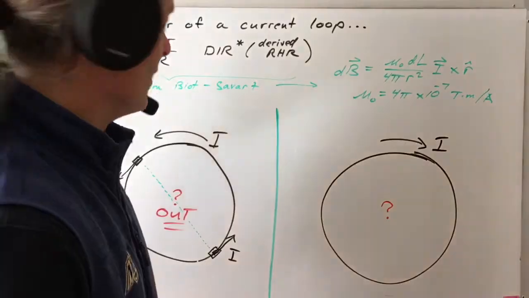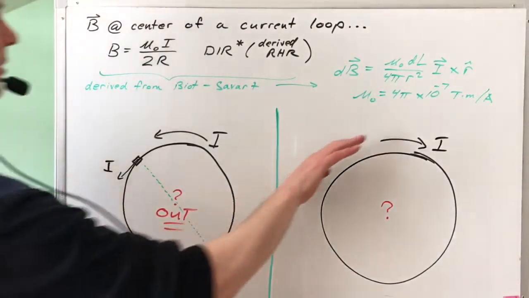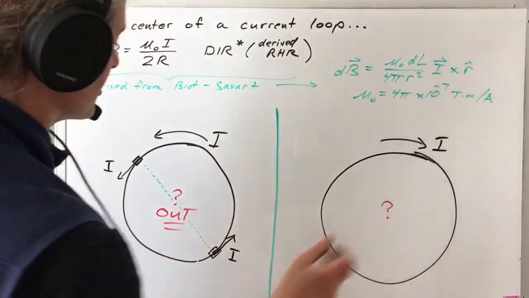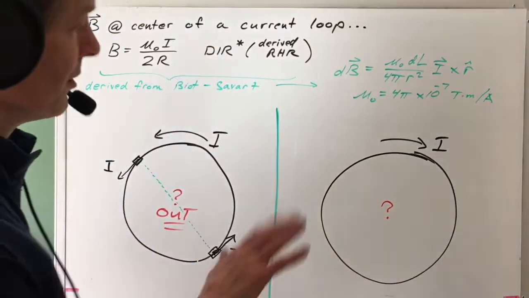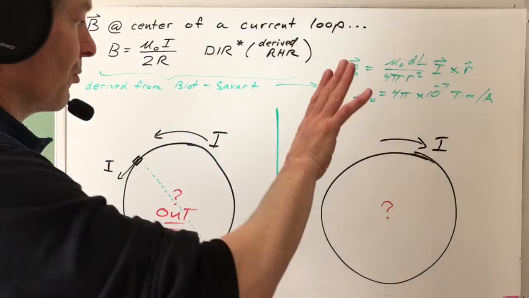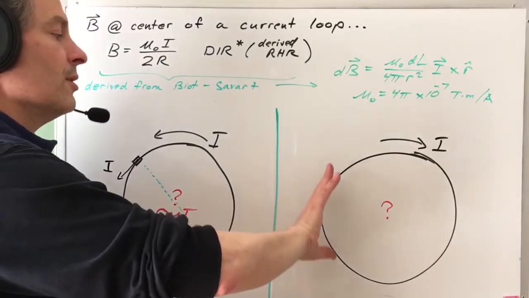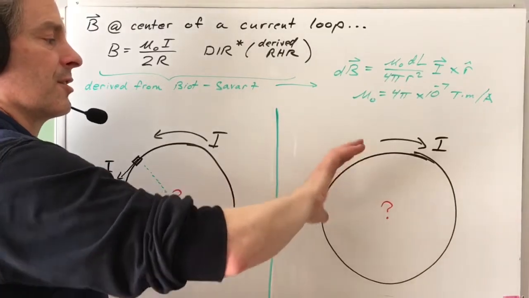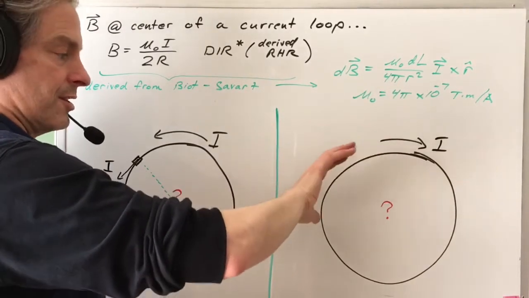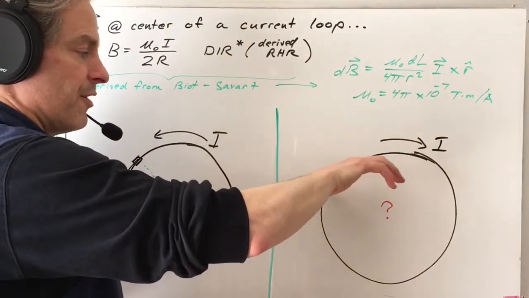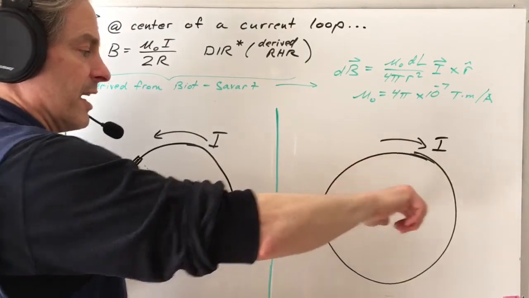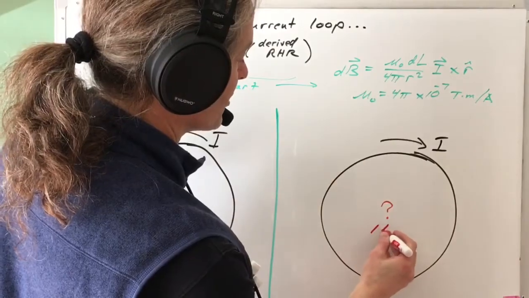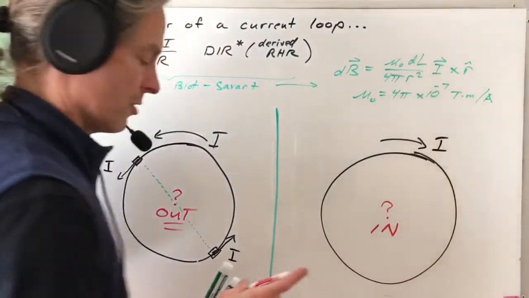Now let's do this one. Now you imagine, well, if the current here is going opposite the direction of the current here, we should probably get a result that's into the board. But let's check that. Using the first derived right-hand rule for current loops, put my fingers of my right hand, curl them into the sense of the direction that the current is circling, and my thumb will point in the direction of the magnetic field at the center of the loop. So the magnetic field at the center of the loop is into the board.